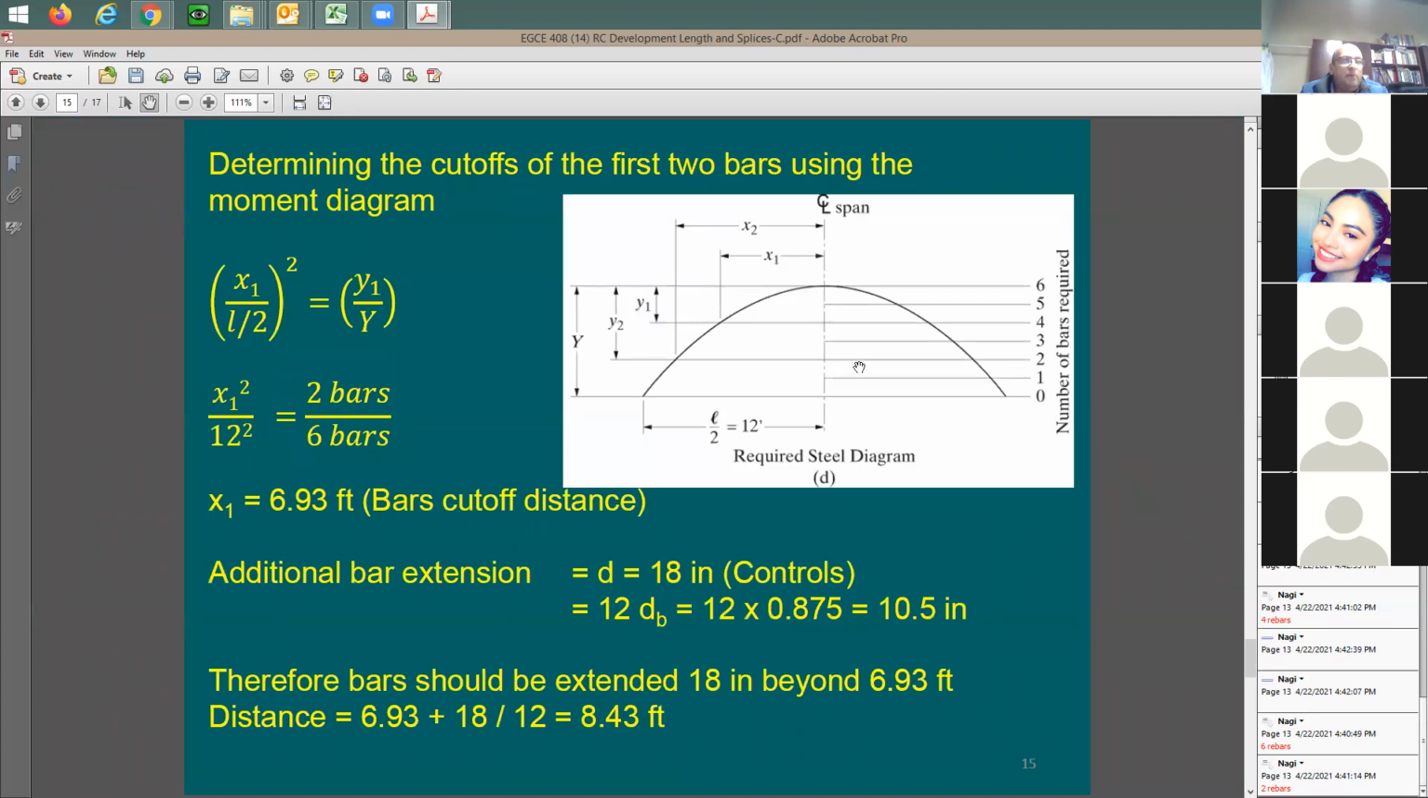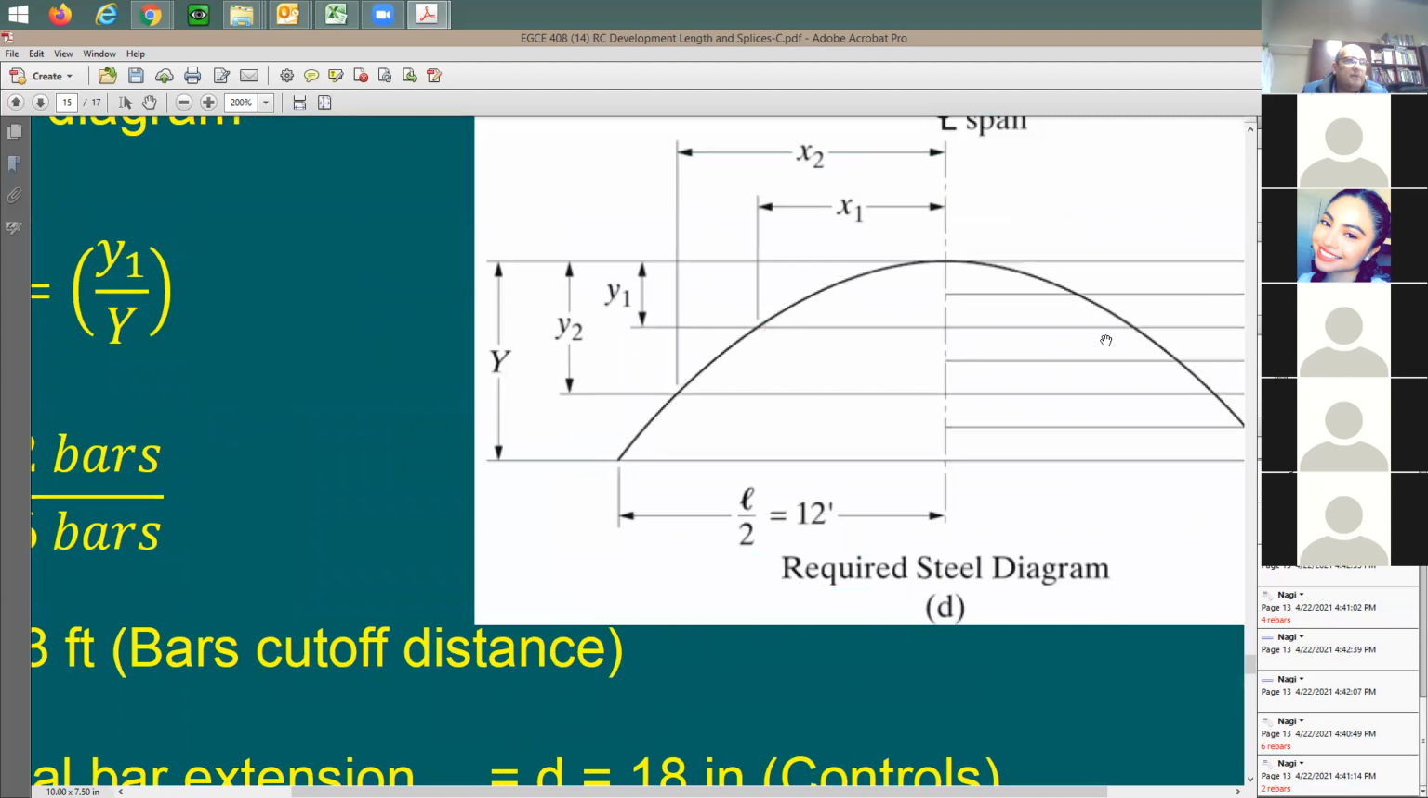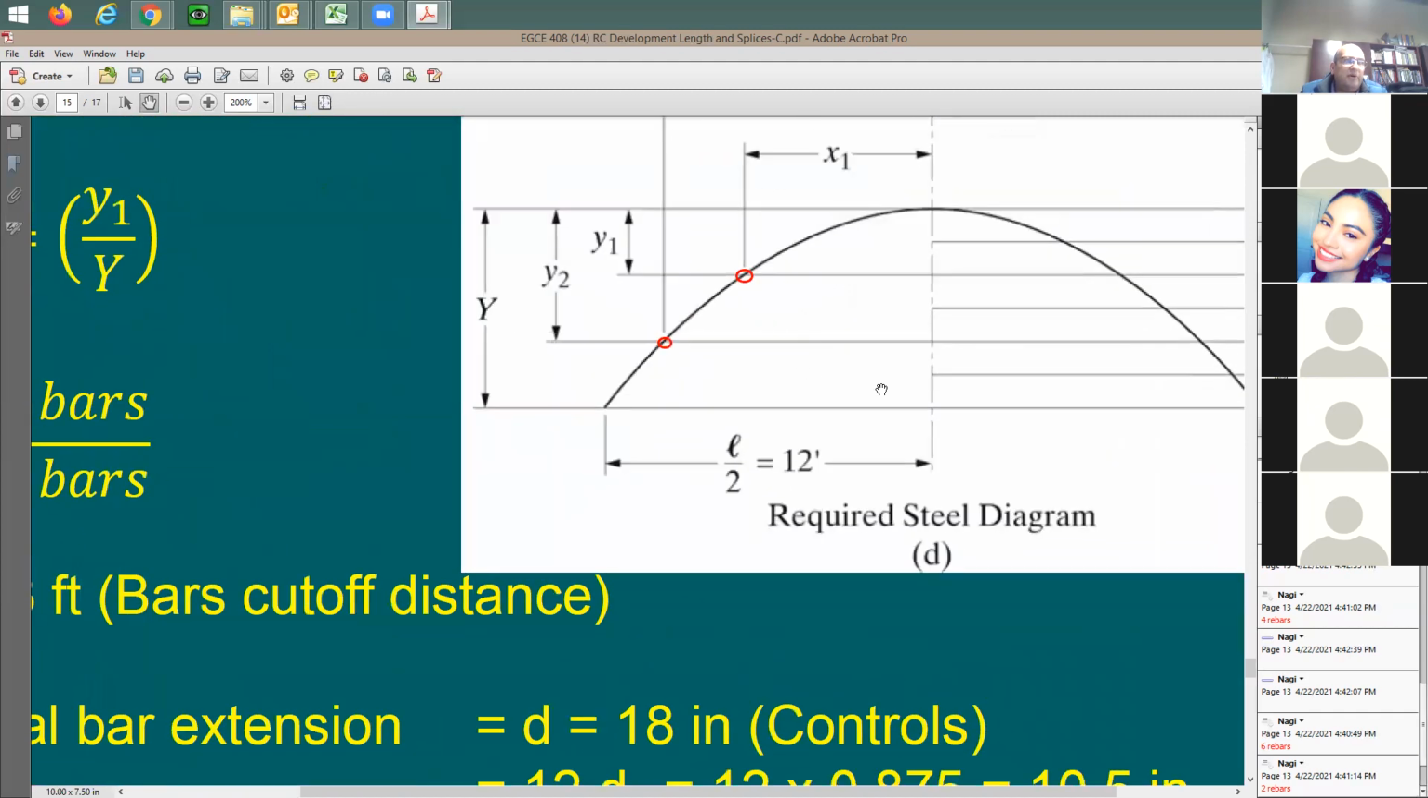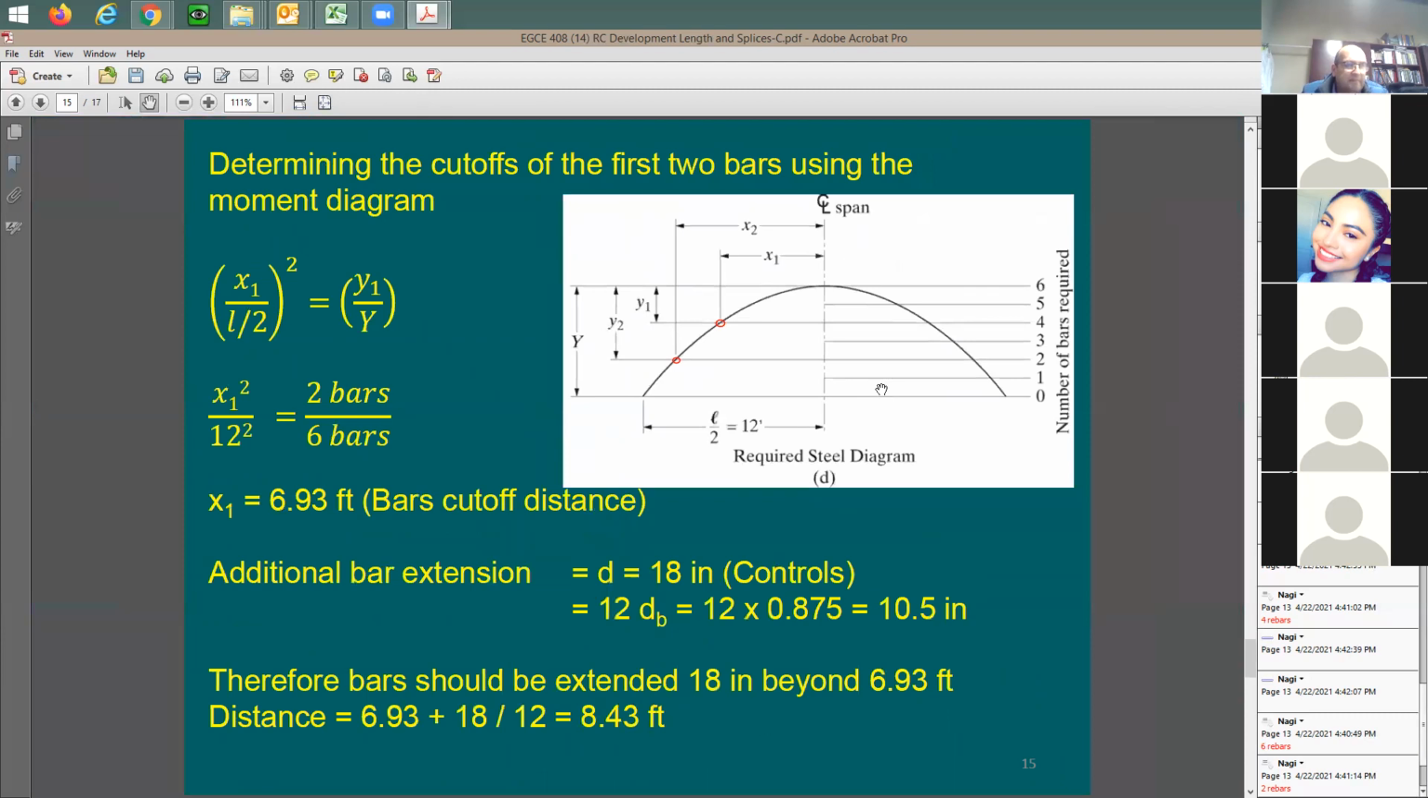So my problem here, where does this point happen? If I may put a very small circle here, where does this point happen, at which the demand is going to be equal to some capacity related to 2 rebars, 4 rebars, and 6 rebars? Well, I know the equation of this curve, because this equation is going to be a second-degree parabola. And in this case, you say, if the distance is x, this is going to be the distance x, right, measured from the center line, from the center of the span.